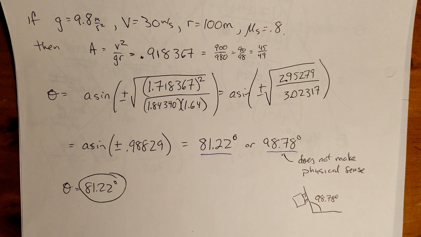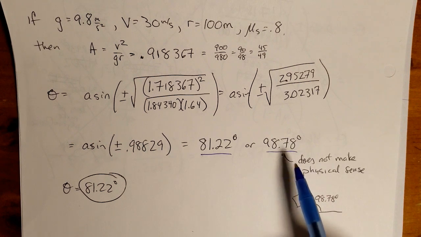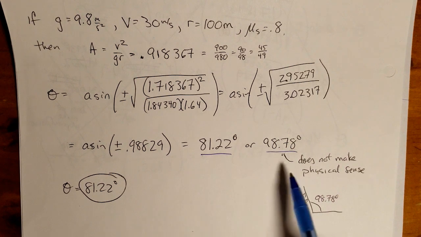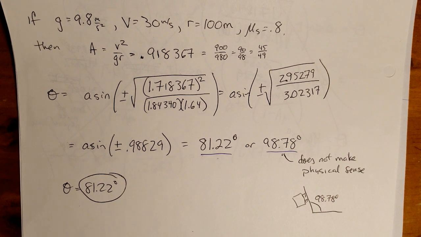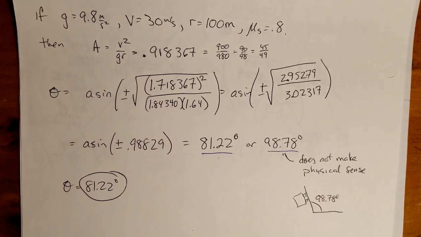The other angle, as indicated in the drawing right here, means that the track has sort of dipped over, and that's because mathematically there are two solutions to this. However, physically only one makes sense, and so it's 81.22 degrees. Now I want to solve it using a second technique.